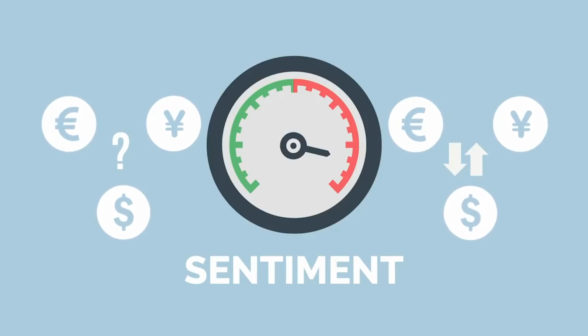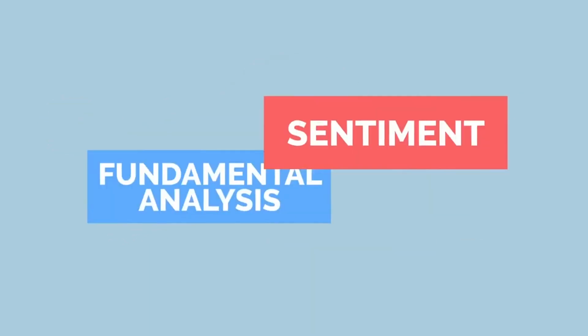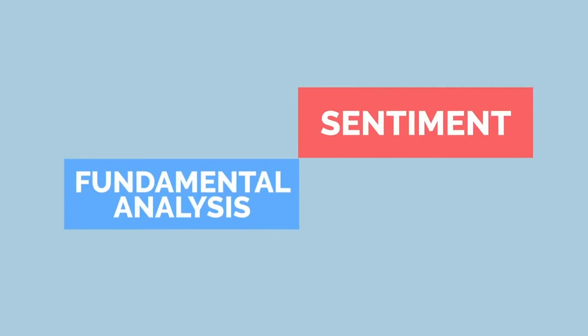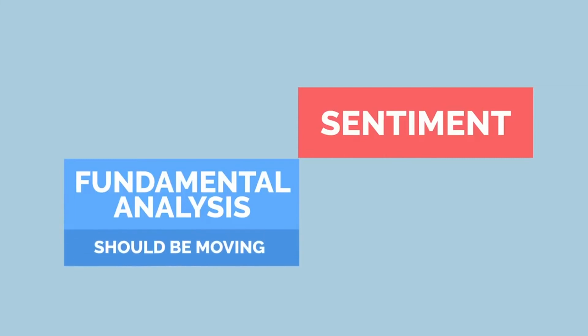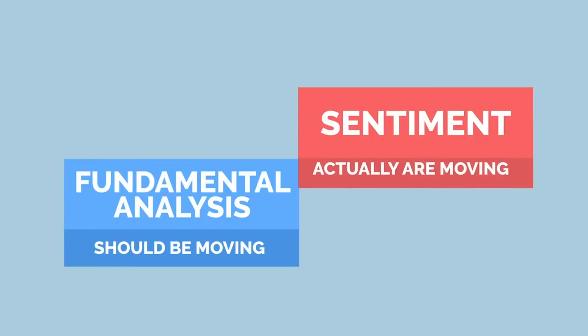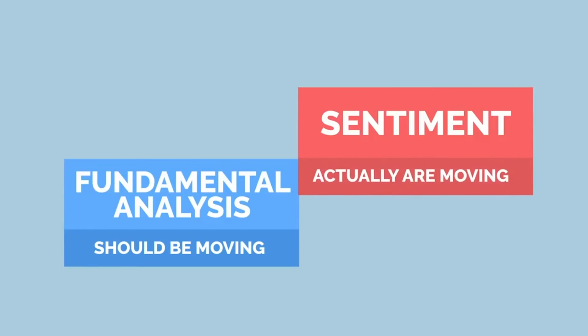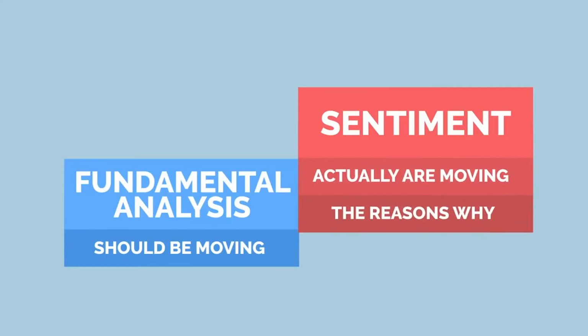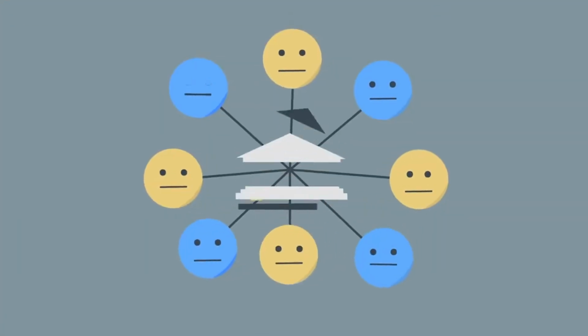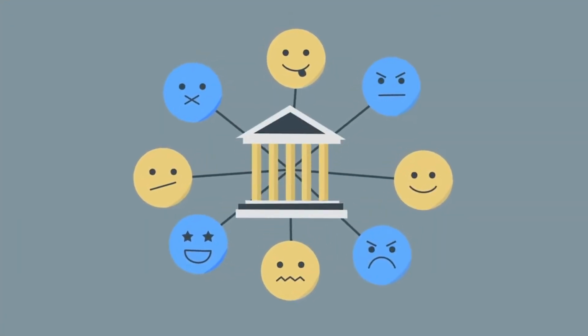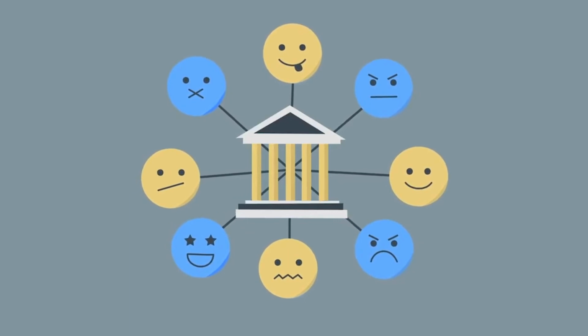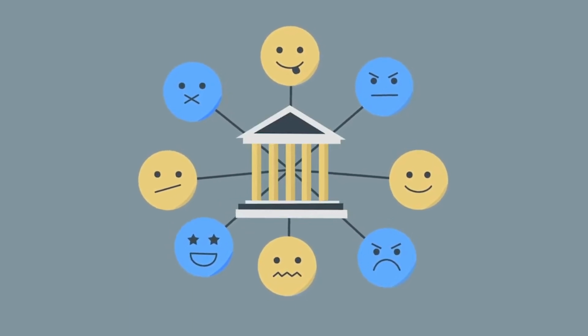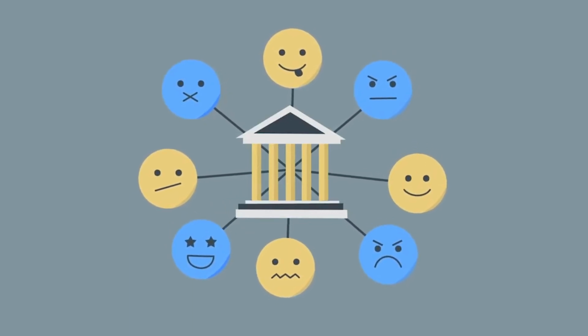The answer is sentiment. Sentiment is one level up from fundamental analysis. Whereas the fundamentals focus on the facts surrounding which way currencies should be moving, the sentiment focuses on which way they actually are moving and the reasons why. Sentiment simply means the mood of the market. So, just like people have different moods and emotions, so does the market, because after all, the market is just a large group of people all engaging with one another electronically.